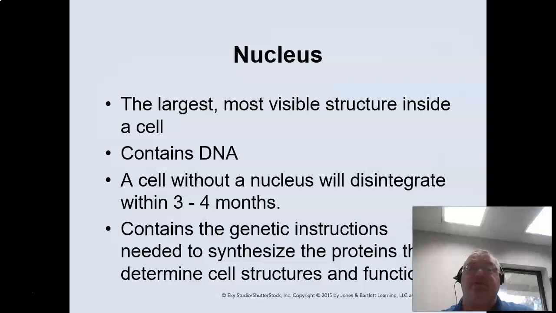That's the most visible structure inside of a cell, usually containing the DNA or the controlling material that has the genetic code in it. A cell without a nucleus will disintegrate within 3 to 4 months, so it is required. Let me say most cells usually have that. It contains the genetic instructions that determine cell structure and function. It's what tells it what to be.